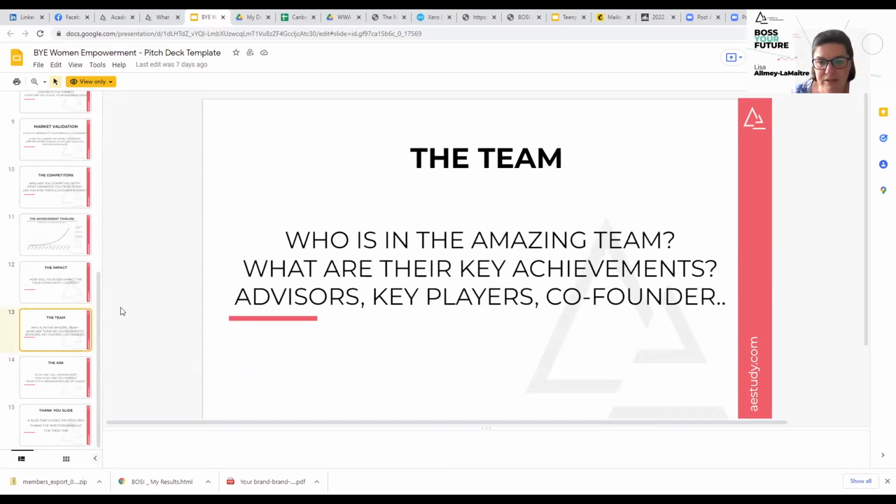The team, so who is the amazing team? What are your key achievements, your advisors, your key players, and your co-founder? You can have a slide with photographs on it. If you're lucky enough that everybody can be there for the pitch, not everyone might speak, but you might be able to pan to everyone, like, this is our amazing team, and come back. It depends on how creative you can be with your camera work and where everyone's located. Otherwise, you can have a slide just with photographs of everybody.